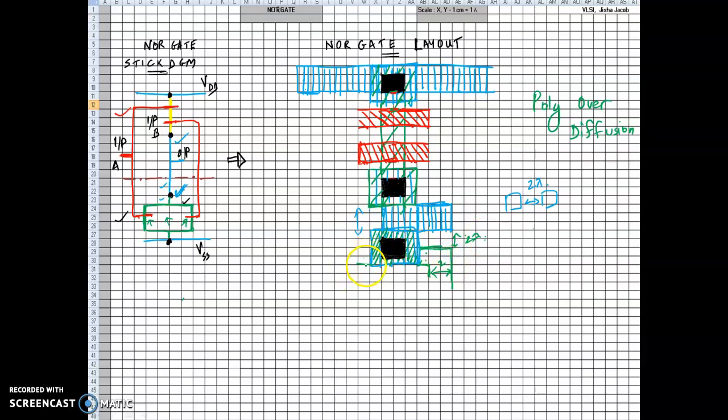Okay. The same thing has to be repeated here, 1 lambda to the left and bent, then 2 lambda thickness for the diffusion in the horizontal direction and in the vertical direction, and there you go. So this is our picture for N diffusion, going straight down and the bends.